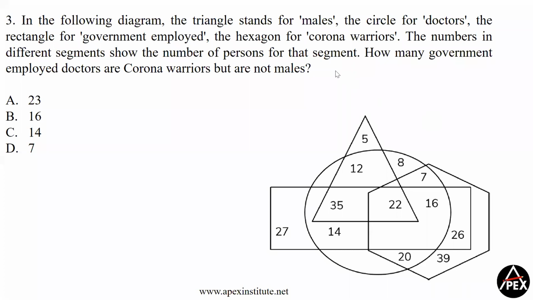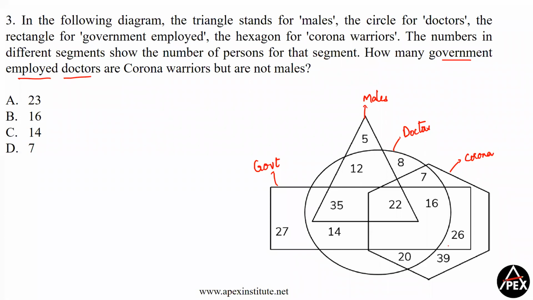Okay, let's see. In the following diagram, the triangle stands for males. The circle stands for doctors. The rectangle stands for government employed. The hexagon stands for corona warriors. Now the numbers in the different segments show the number of persons in the segment. Now, how many government employed doctors?